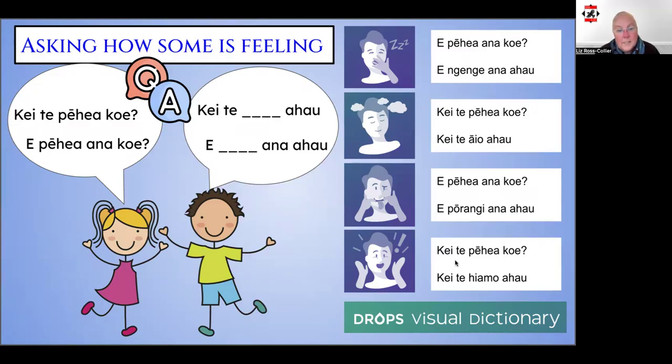When we want to answer these types of questions, we replace the word pēhea with the feeling word or the tūāhua. There are some examples here of kupu, kare ā-roto, emotions or feeling words. Ngenge ana ahau, I'm feeling tired. Kei te ā-roto ahau, I'm feeling calm, and so on. I'm going to acknowledge the Drops Visual Dictionary website for these images.